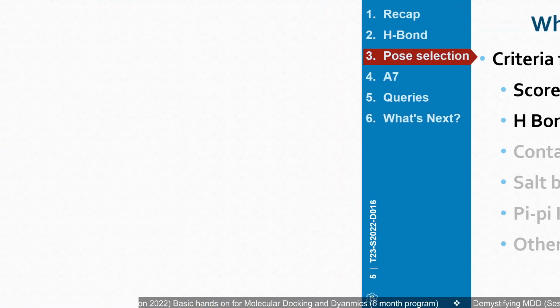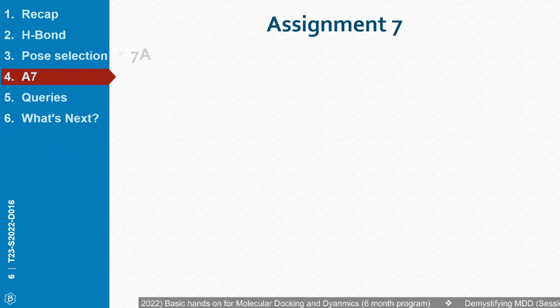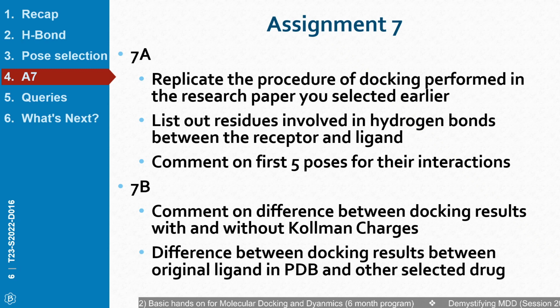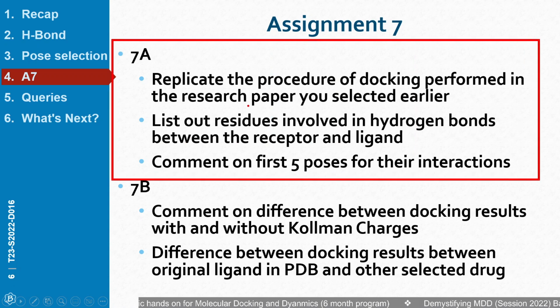And next there is an assignment for you all. The assignment is in two parts. The first part is 7a, which is to replicate the procedure of docking performed in the research paper. They might be performing some docking interaction between one receptor and one ligand. So you just have to perform the docking using the same ligand and receptor.